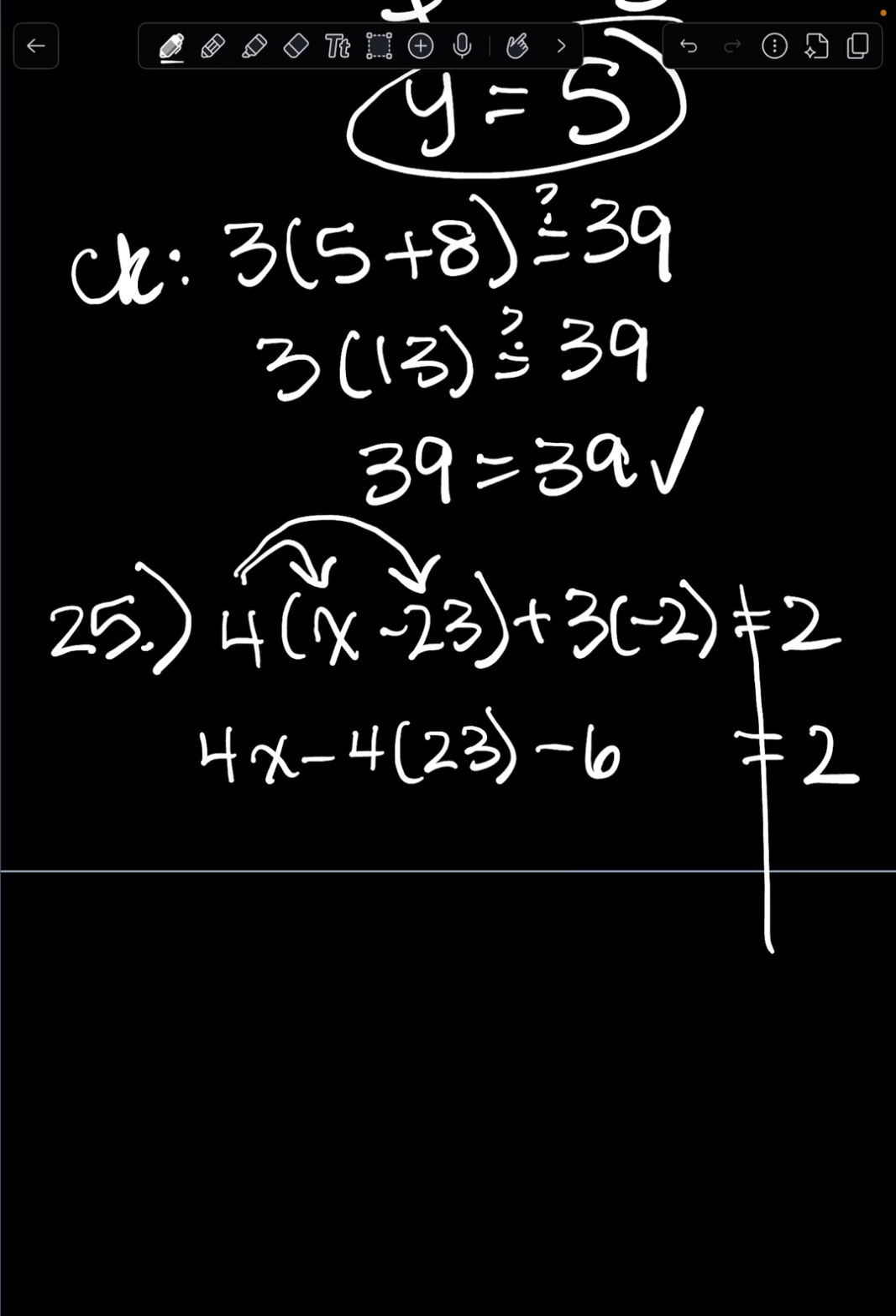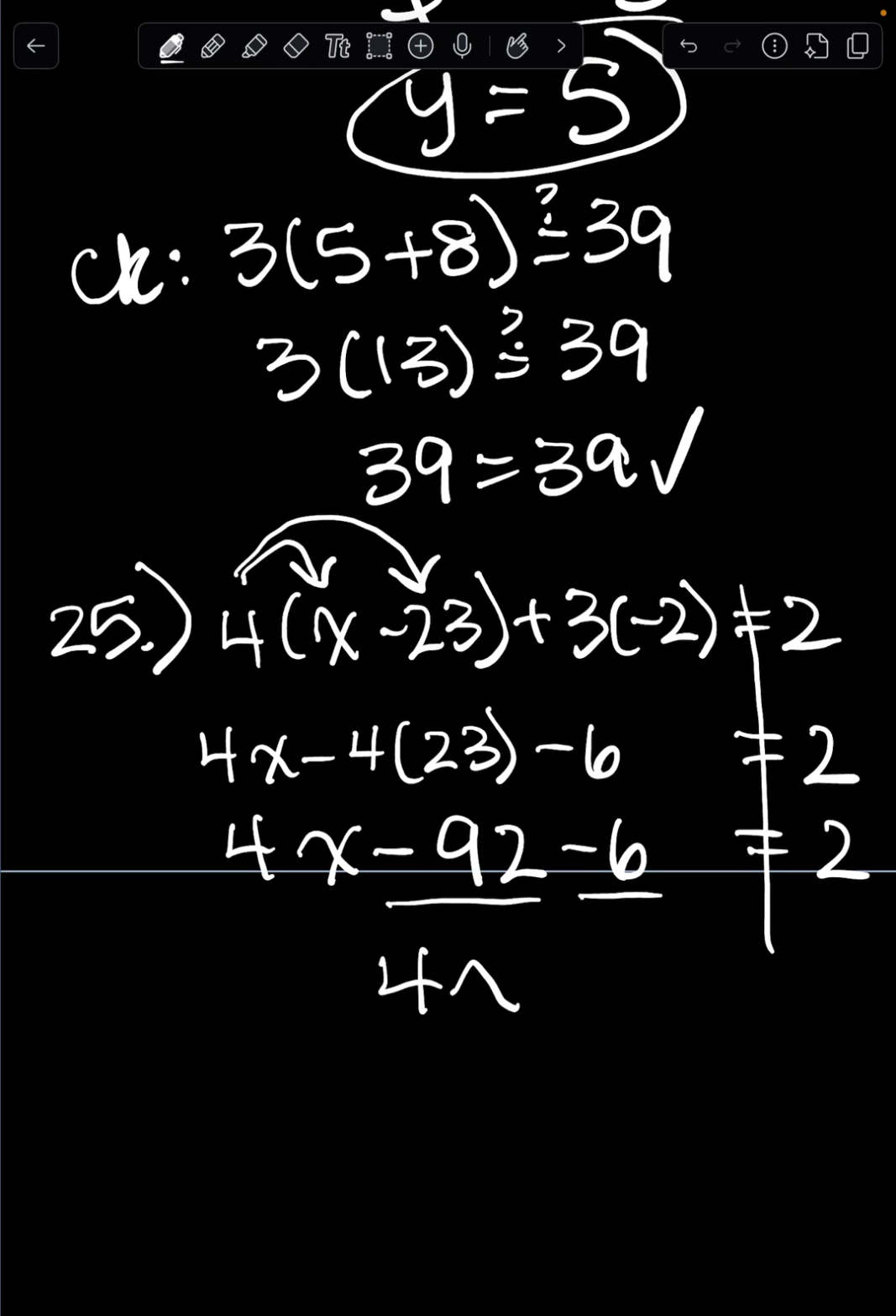All right, so we've got 4x minus 92 minus 6 equals 2. Like terms here with these constants. There's no variable attached to those, so you can go ahead and add them. However, the 4x needs to stay because it's got an x attached to it. Keep in mind that these are really plus the opposite, plus the opposite.